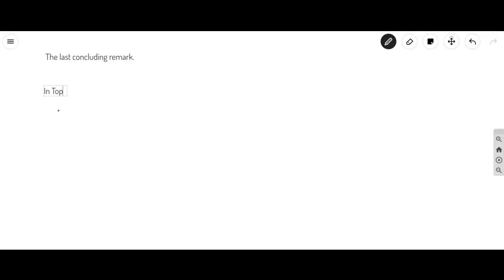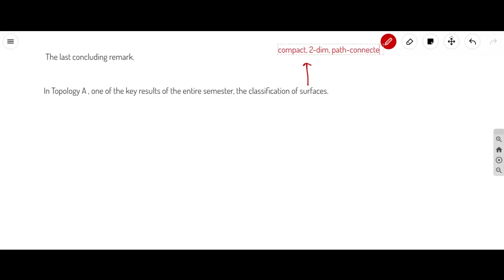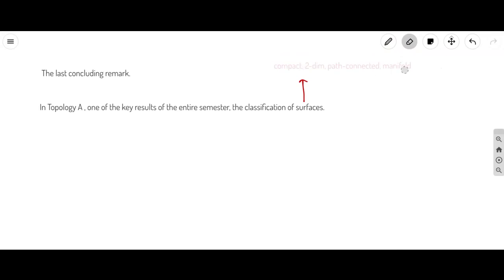So in topology A, if you've never taken topology A, that is okay. But those of you who have, you probably remember this result. So one of the key results of the entire semester, you can say, was the classification of surfaces. And by surfaces, what did we mean? We meant that this was a compact, two-dimensional, path-connected manifold. Okay, so that was the assumptions that we made.